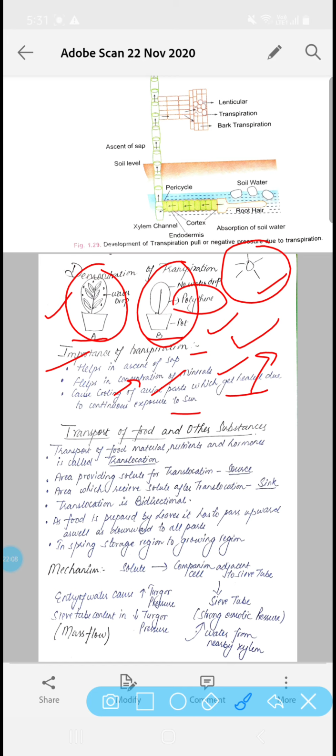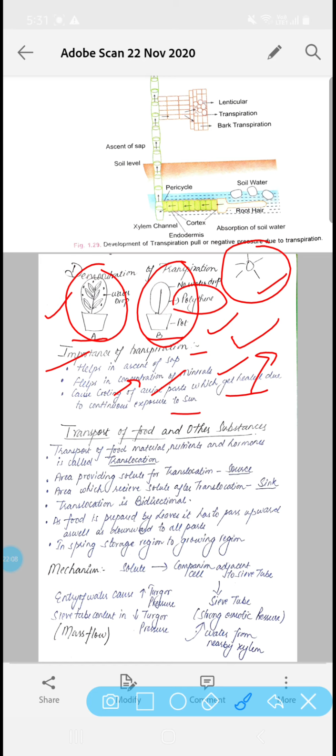Now, transport of food. That was about water and minerals, which was the function of xylem. So xylem helps in conduction of water and minerals, and we have discussed various mechanisms by which it does so. Now the next is the conduction or transport of food and other substances. Along with food, what else can be transferred? Hormones or other kinds of nutrients, which have to move from one part to another.